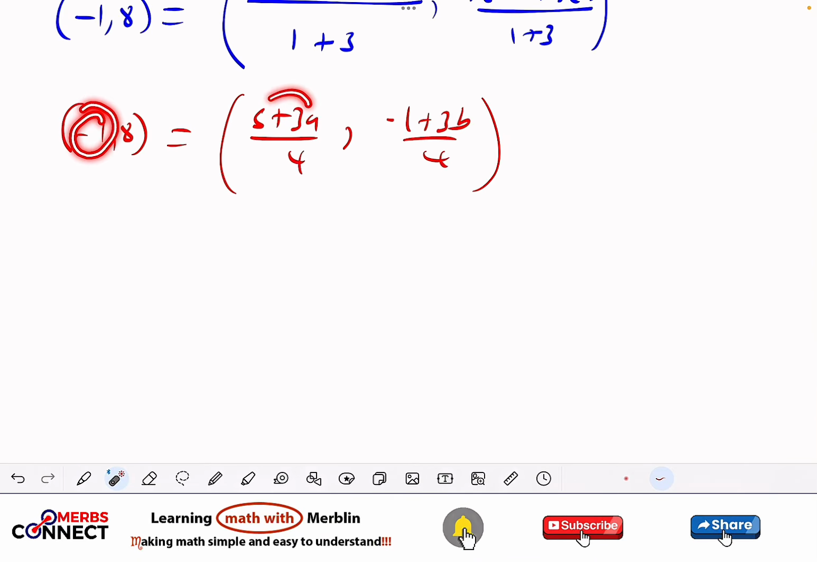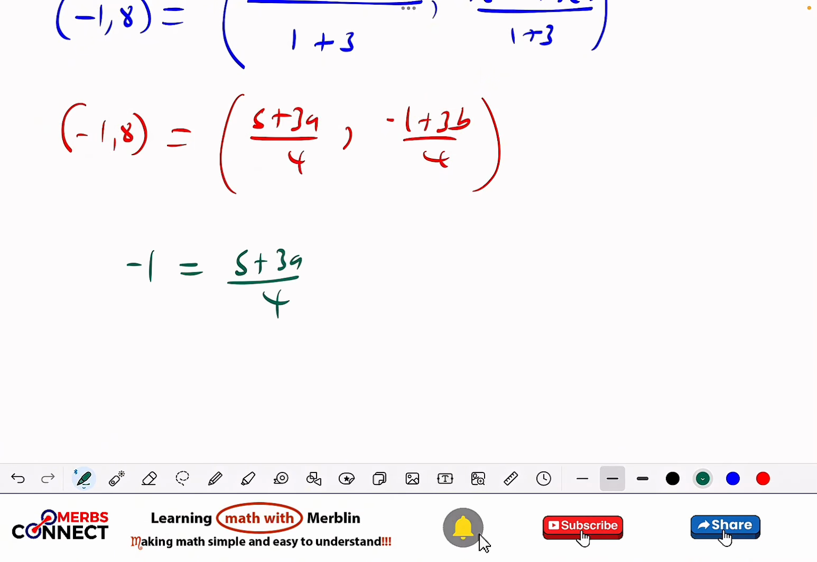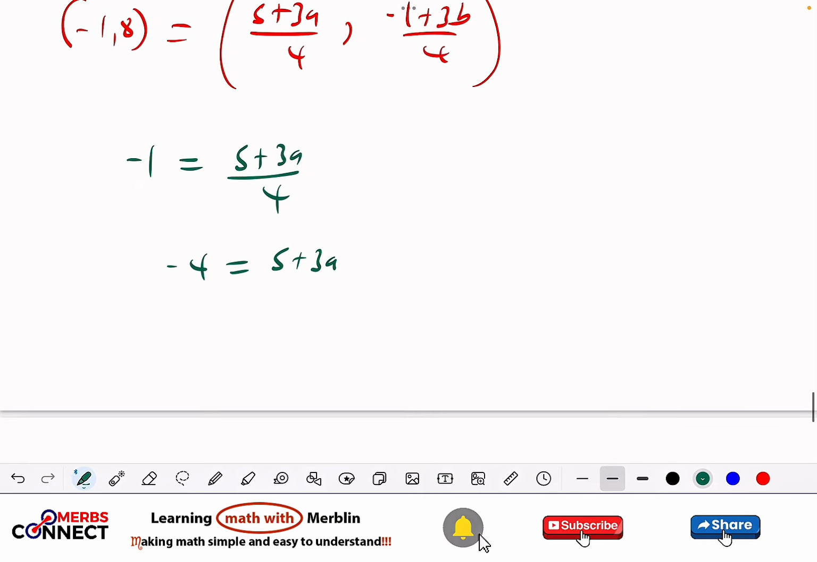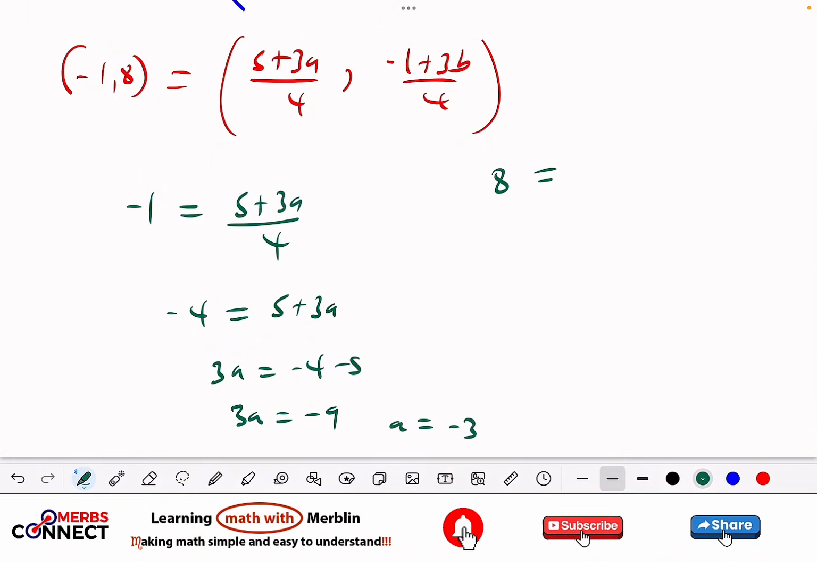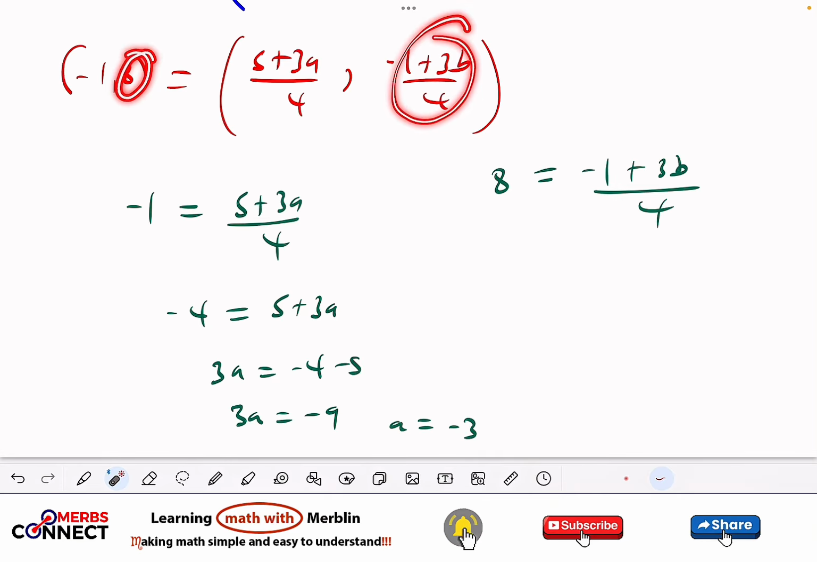So we pick this equal to this, and this equal to this. So minus 1 is equal to 5 plus 3a divided by 4. Minus 4 is equal to 5 plus 3a. And then 3a is equal to minus 4 minus 5. 3a is equal to minus 9. And a will be equal to minus 3. 8 is equal to minus 1 plus 3b divided by 4. So we are picking this with this.